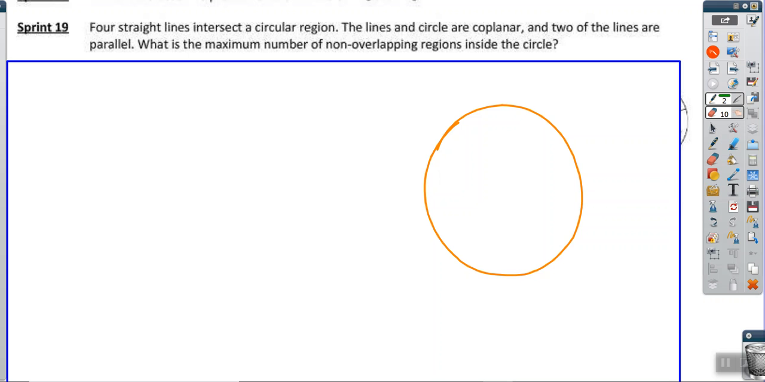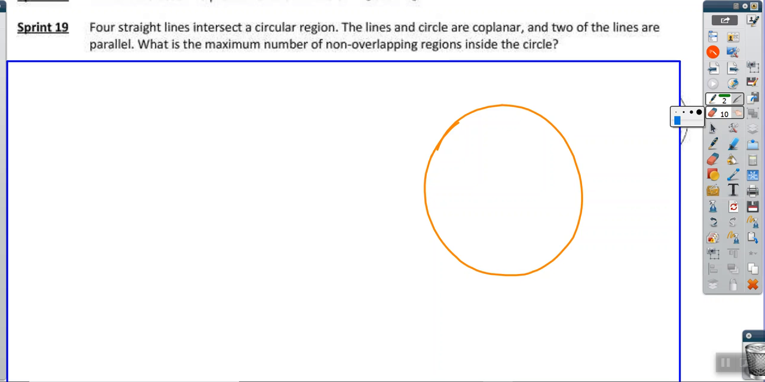If it's not coplanar, then the lines could be above the circle, or the lines themselves could not be on the same level, and so they wouldn't intersect at all. So that's why they have to say coplanar. Two of the lines are parallel. What is the maximum number of non-overlapping regions inside the circle?